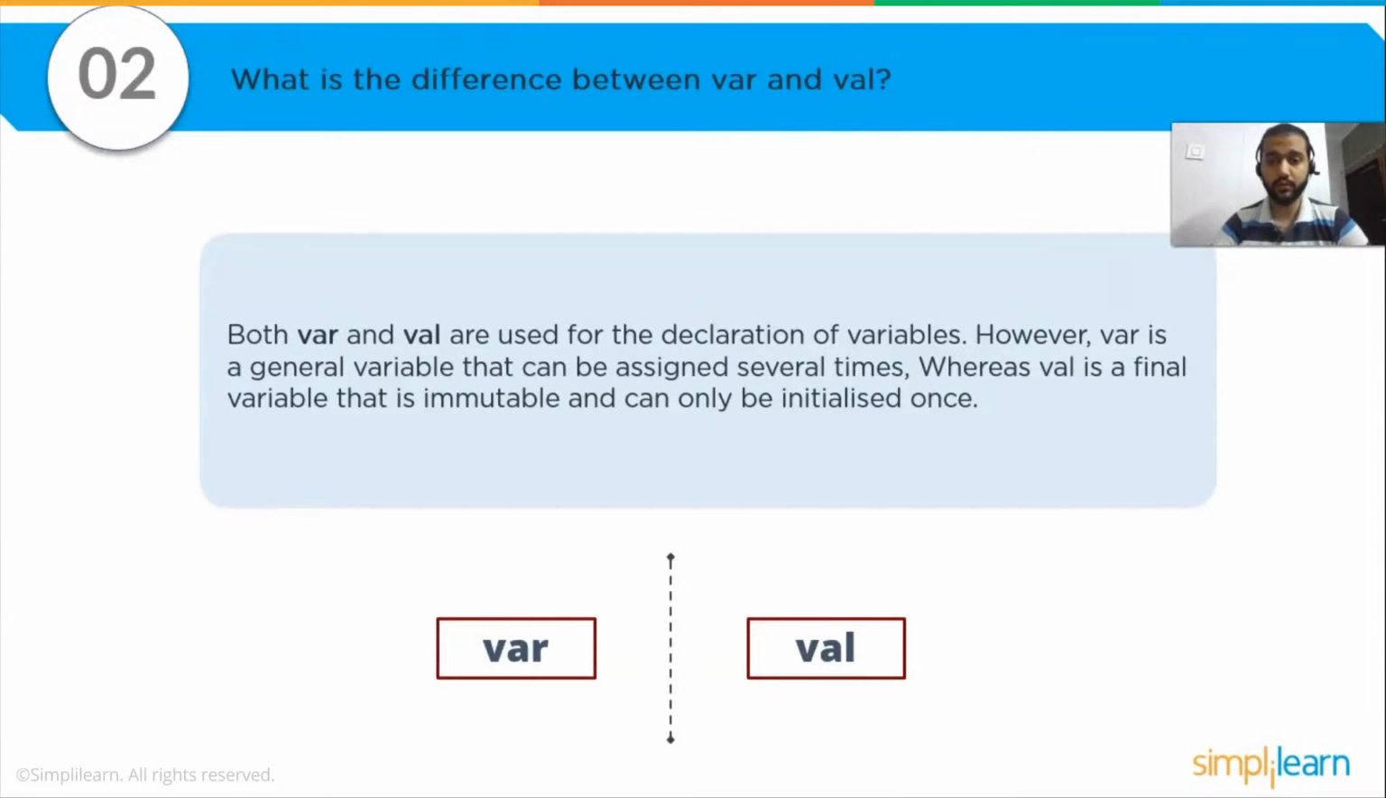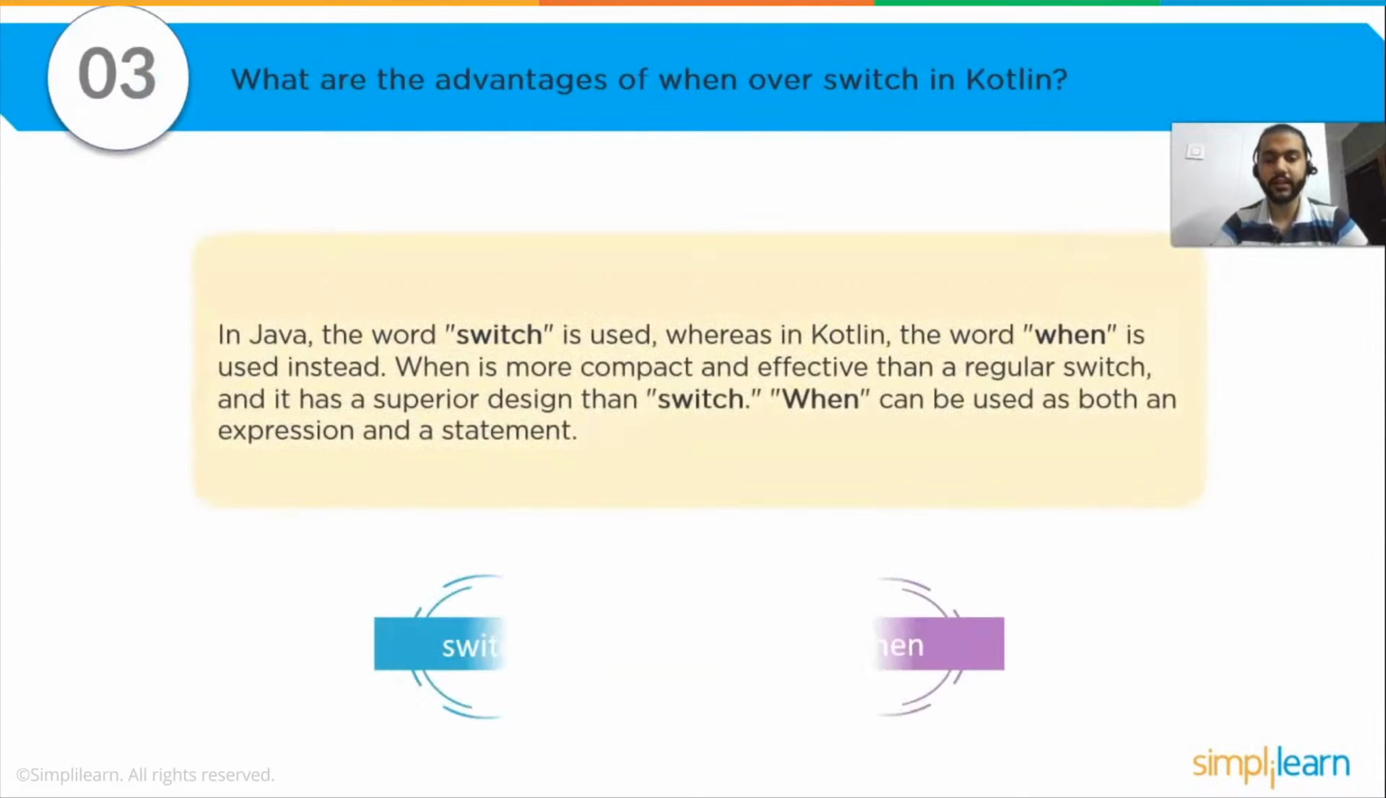Now, moving on to the third question, which is: what are the advantages of when over switch in Kotlin? In Java, the word switch is used, whereas in Kotlin, the word when is used. When is more compact and effective than a regular switch, and it has a superior design. When can be used as both an expression and a statement, but switch cannot be used as both. It can be used as a statement, but it cannot be used as an expression. Now moving on to our next question, which is a multiple choice question.